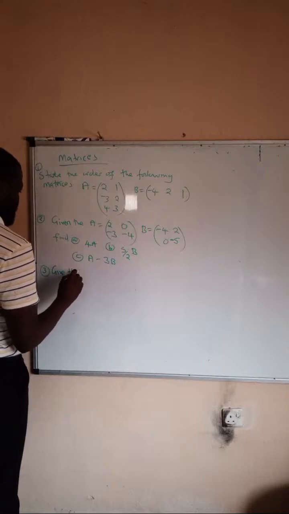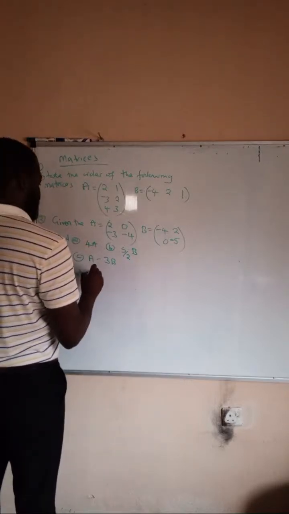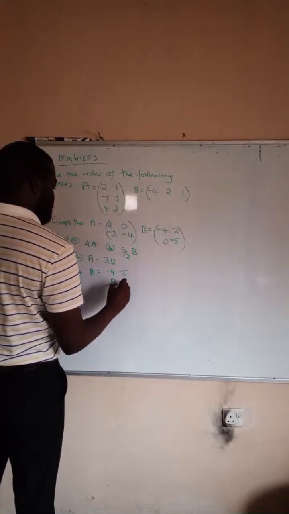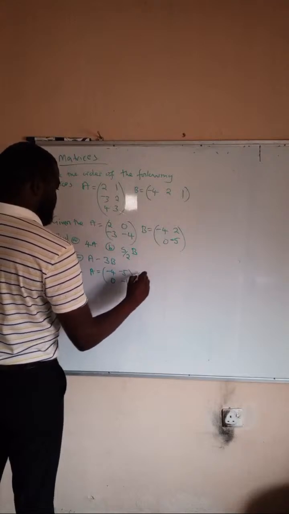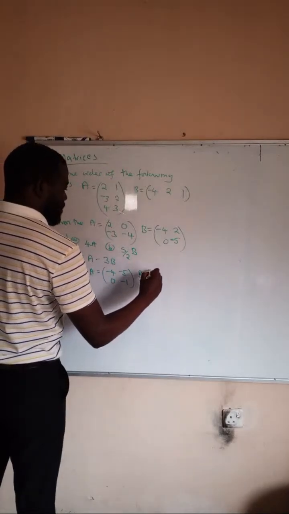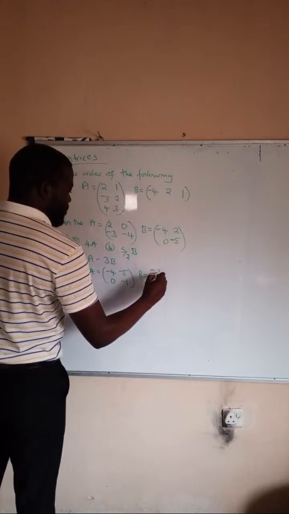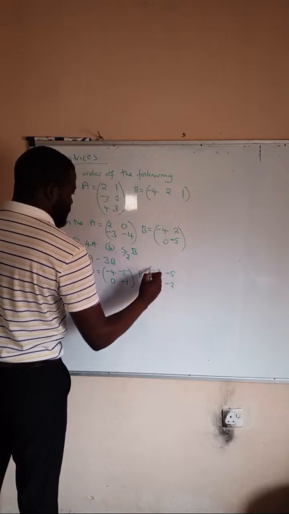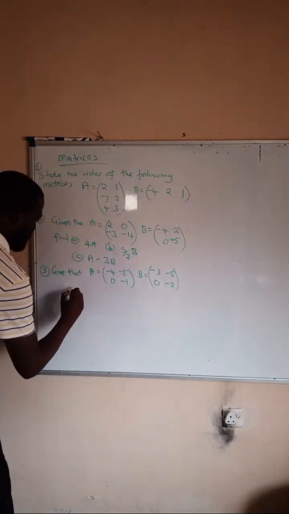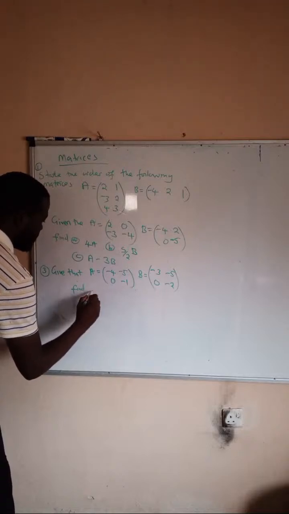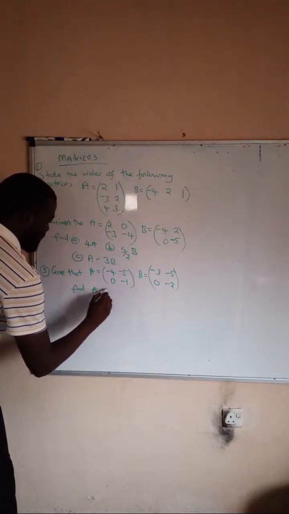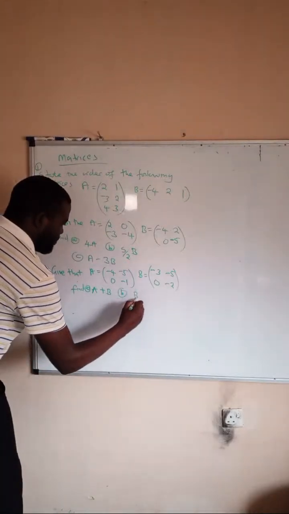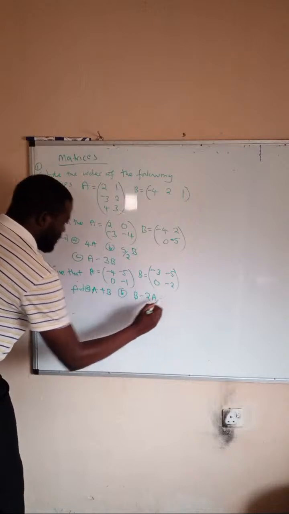Question 3: given that A is -4, -5, 0, -1, and B is -3, 0, -5, -2. Find A plus B. That is question A. Question B: B minus 2A.